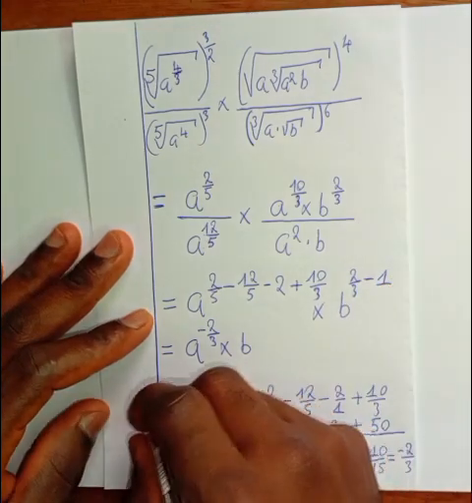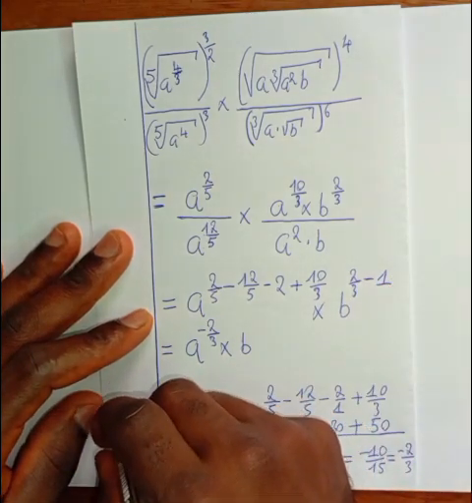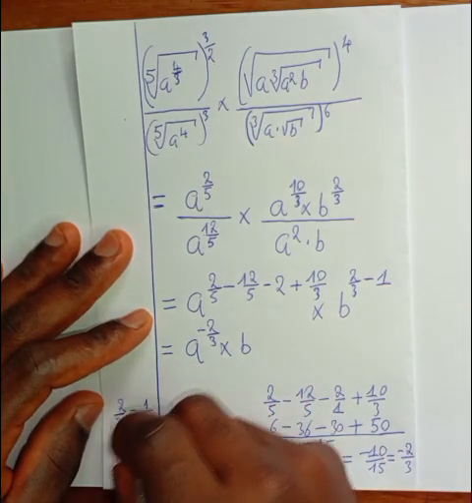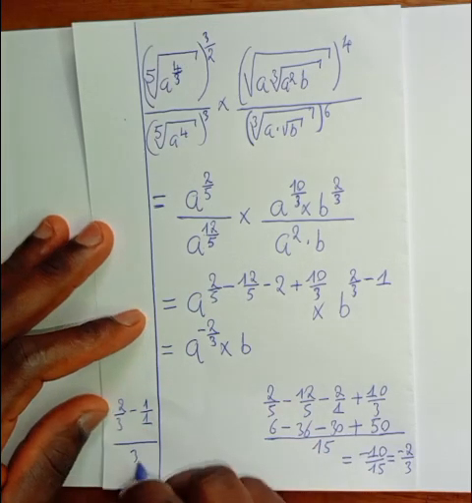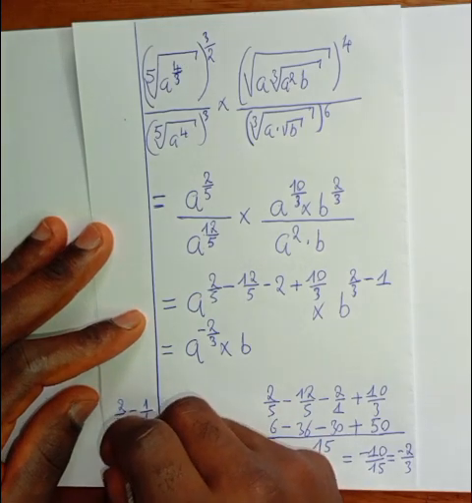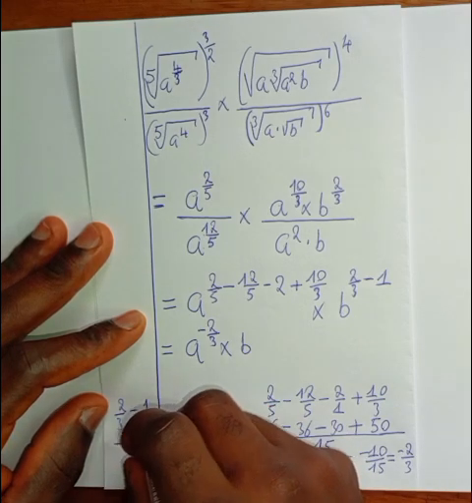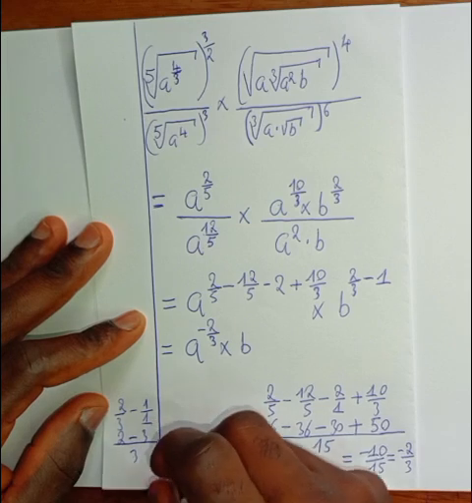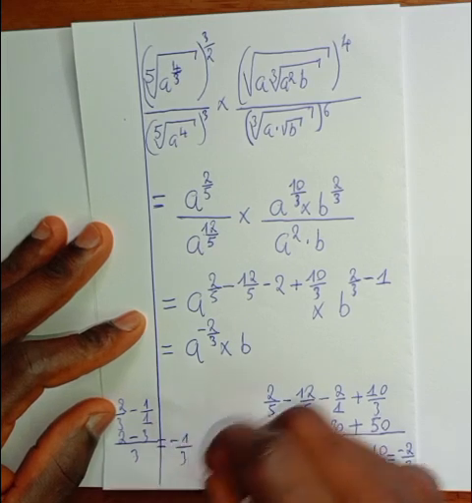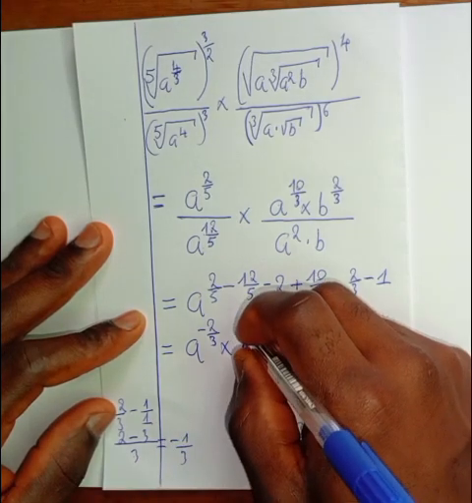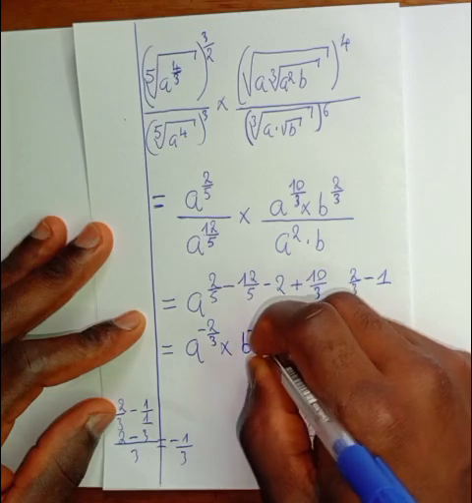here we have 2 third minus 1 over 1. Find the LCM, it is 3. 3 divided by 3 gives us 1. 1 times 2, 2 minus 3 divided by 1 gives 3. 3 times 1 remains 3. We subtract, this will give us negative 1 over 3 times b raised to the power negative 1 third.